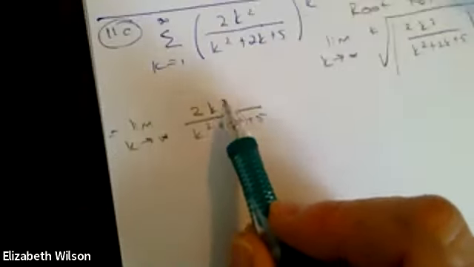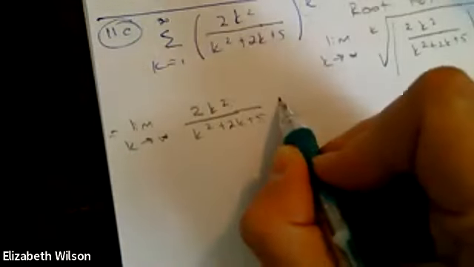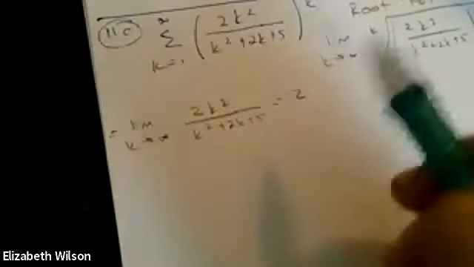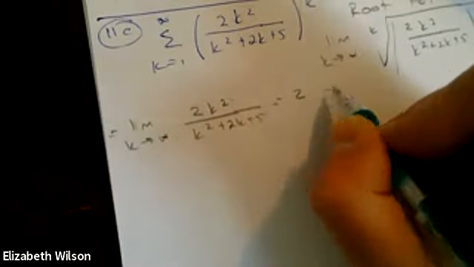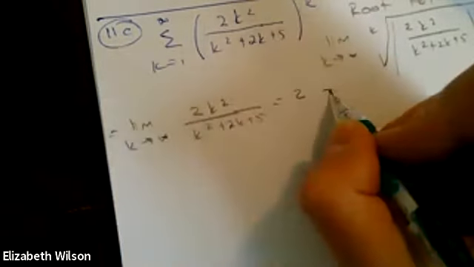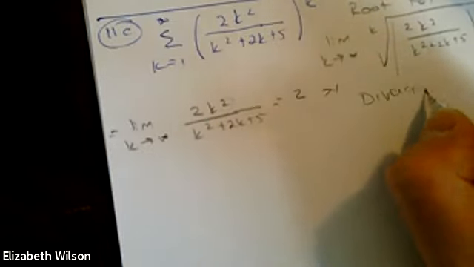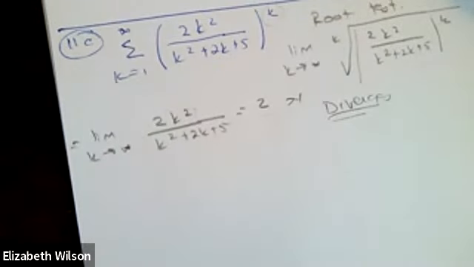Okay, so as k goes to infinity, again, we're left with the two highest degree terms that we're comparing, and that's going to equal 2. And our root test says if what we get is greater than 1, and 2 is greater than 1, that means that this thing is going to diverge. Okay, and it's diverging by the root test.